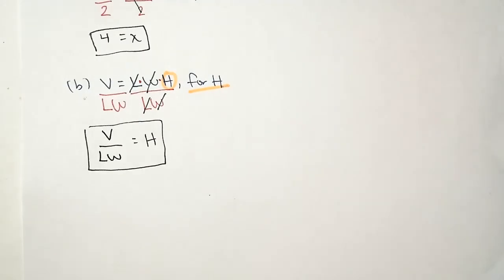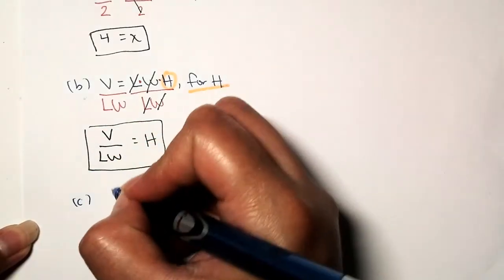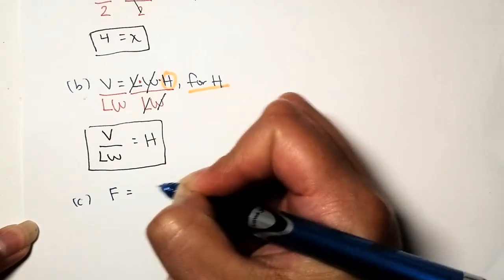Again, we're doing a total of 8 problems. We got 2 down. Let's go ahead and knock out our third problem. Pause and rewind as many times as needed. So we have F equals, where am I?